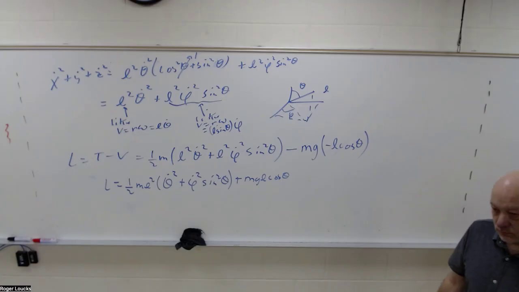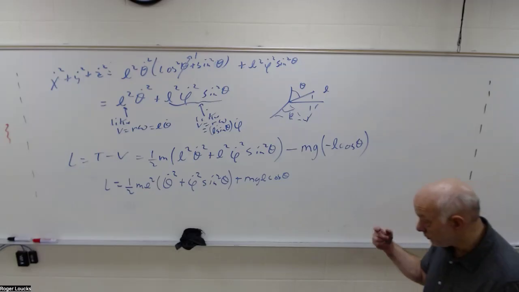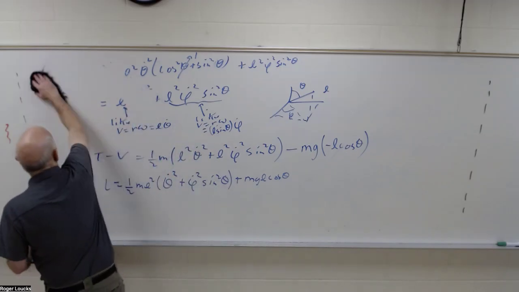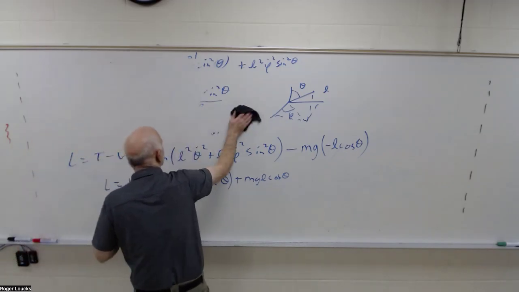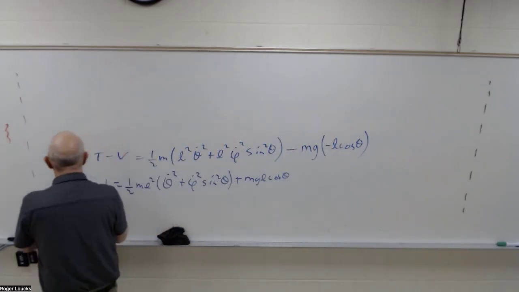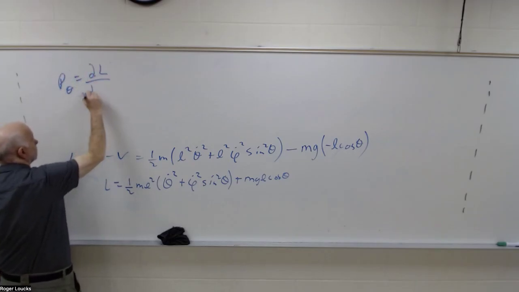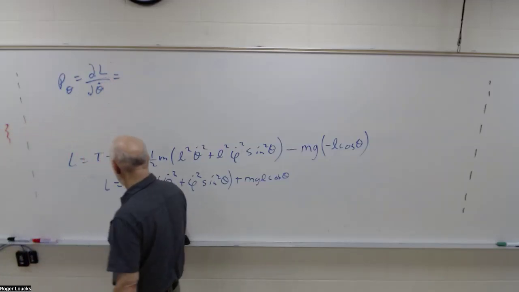Yes, so we need the what? We need our p_i's, which are generalized momentums. How many generalized momentums do I have? Two. We're going to have one for theta and one for phi. So we have two p's. Okay, we'll call one p theta, and this is going to be the partial of L with respect to theta dot. What does that equal?